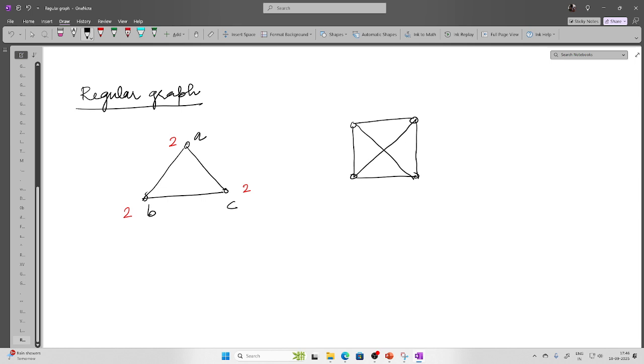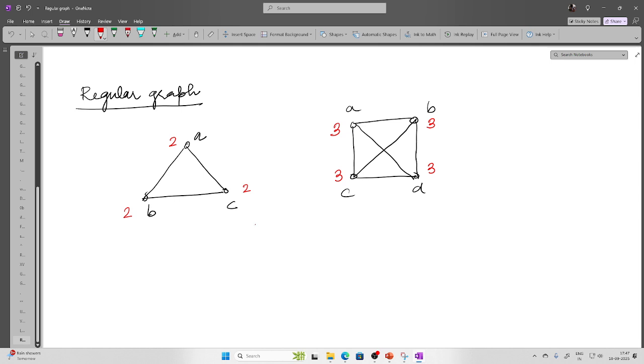Now in this particular graph, if you look, the vertices are A, B, C and D. The degree of this vertex is 3, the degree of this vertex is 3, likewise this is also 3 and this is 3. So what is a regular graph? A regular graph is a graph in which the degree of every vertex is the same.